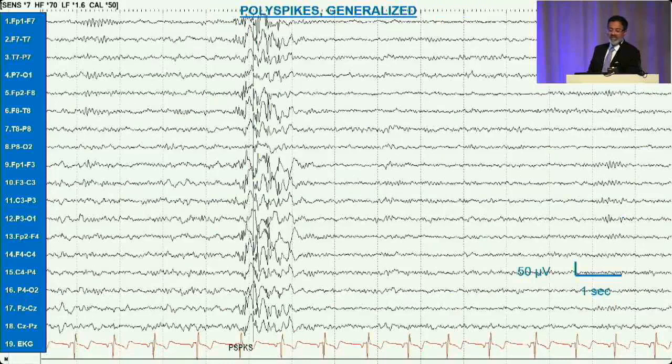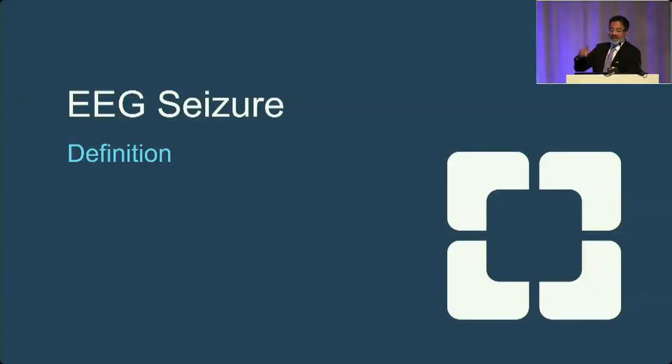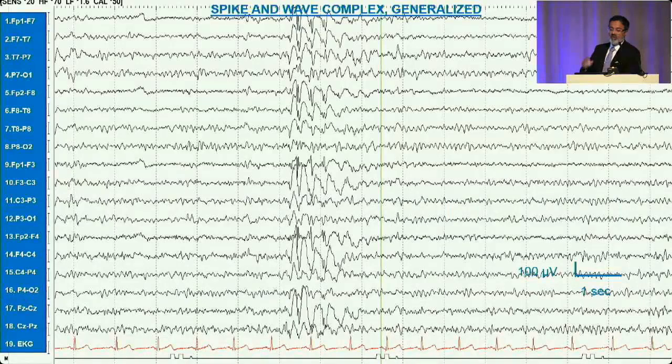All right, here's an example of polyspikes. This is a situation where there is a series of spikes that occur in a patient with generalized epilepsy. Here's another situation of spike and wave. So not only do we see a spike, there's a wave afterwards. They occur at a fast frequency here, that's faster than 3 hertz. And it's also still indicative of a patient with generalized genetic epilepsy.